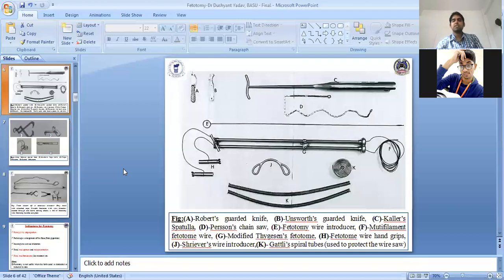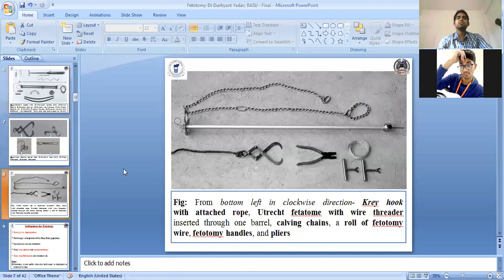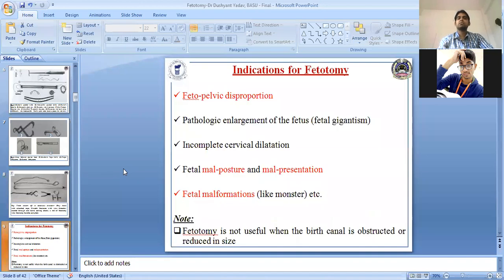So there is very less chance to cut down muscle and other things. These are the instruments which are used in the phytotomy. So now go to the indication. What is the indication? Indication means where we can use the phytotomy.